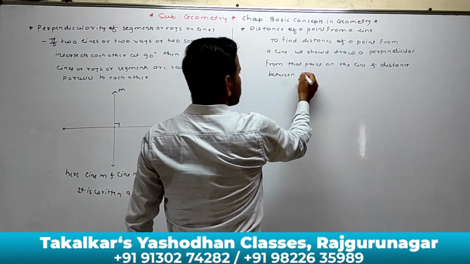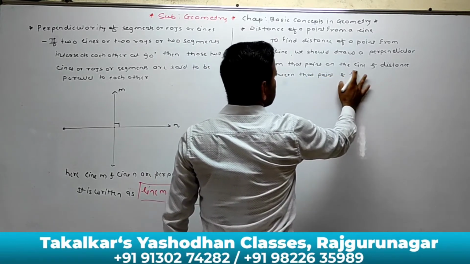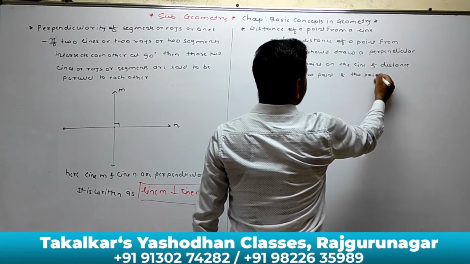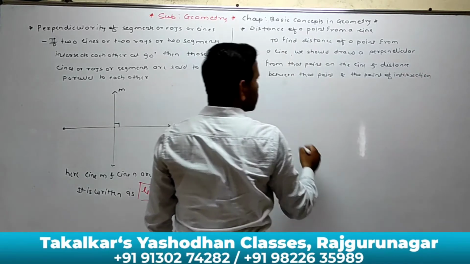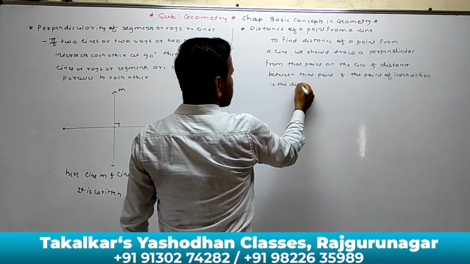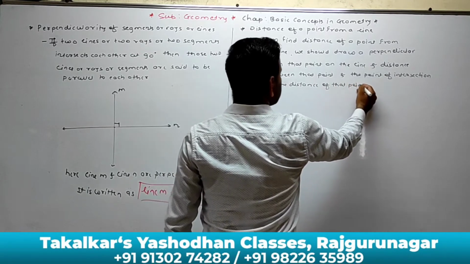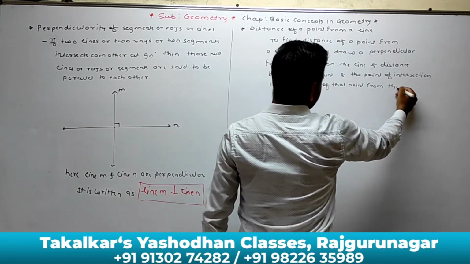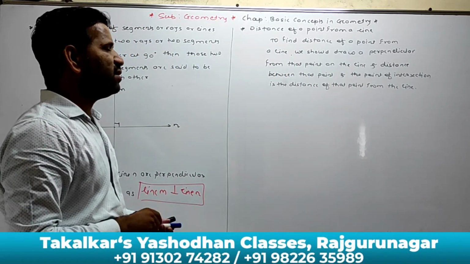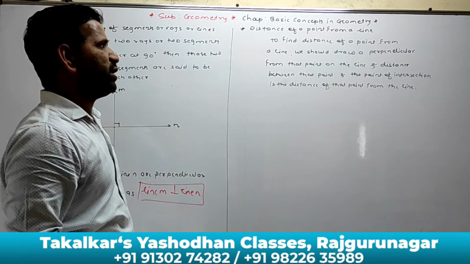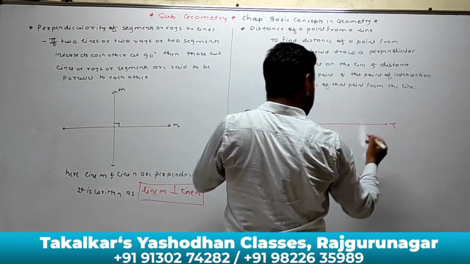and the distance between that point and the point of intersection is the distance of that point from the line. सांगतो तुम्हाला समजेल. To find the distance of a point from a line, we should draw a perpendicular from that point on the line. So लक्षात घ्या, सपोज इथे एक लाईन आहे आणि लाईनचं नाव आहे L.